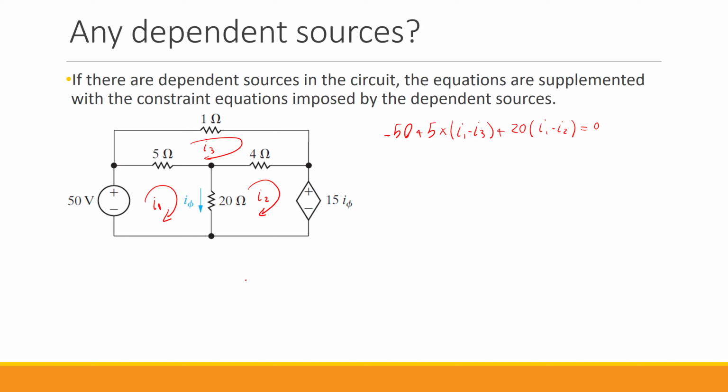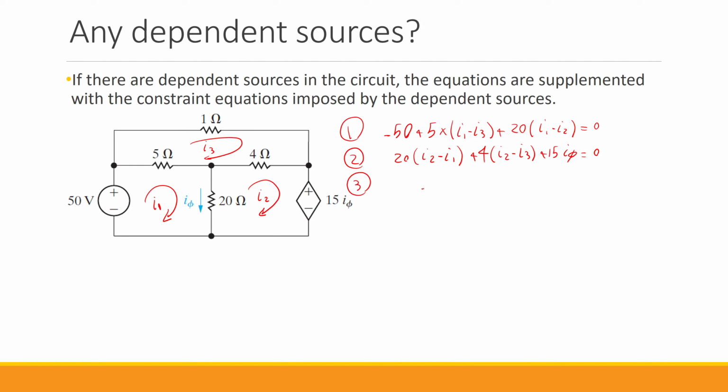Let's just do the same for the second mesh. So this one was for the first mesh, this one for the second mesh. We have 20 multiplied by I2 minus I1 plus 4 multiplied by I2 minus I3 plus 15 I phi, which equals 0. Again, following the passive sign convention.